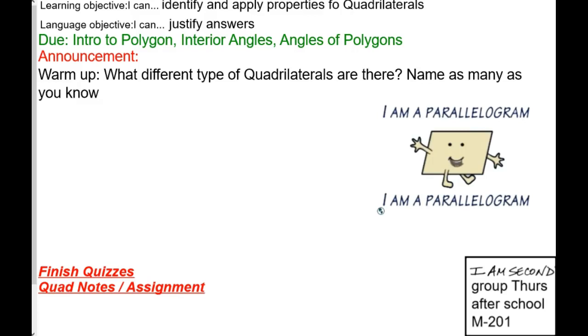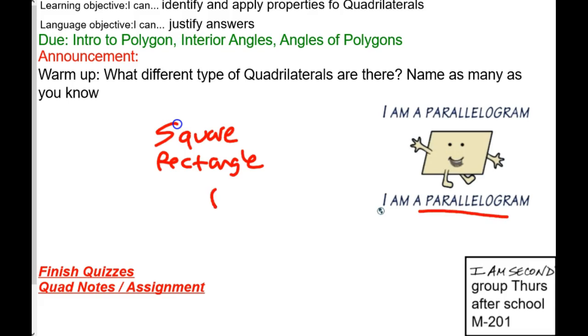So for your warm-up, we had people say what? Square, rectangle, parallelogram, rhombus, what else? Kite, trapezoid. Okay, so those are pretty much it.